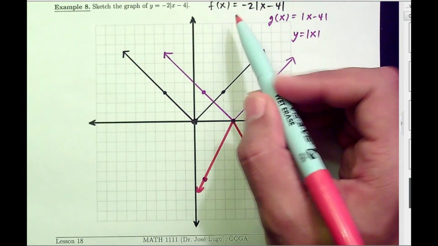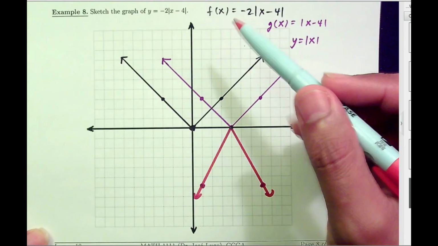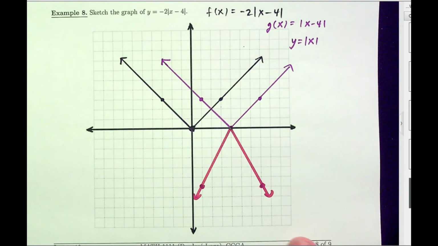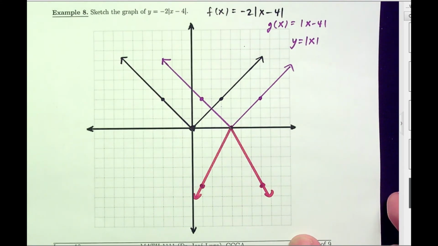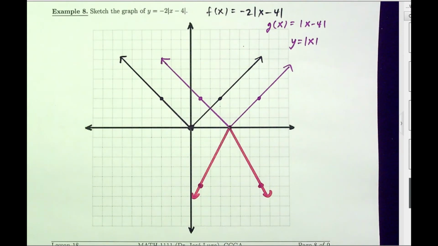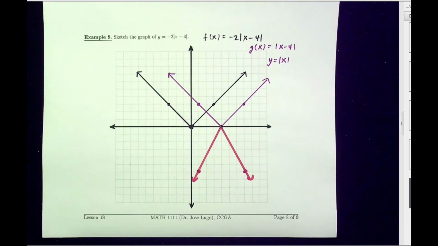So you see I'm multiplying by a negative number, so it is a reflection across the x-axis, a vertical reflection. Okay, that's the graph of y equals -2 absolute value of x minus 4. Okay, so now I'm going to tell you how to do it all in one shot, if you want to.